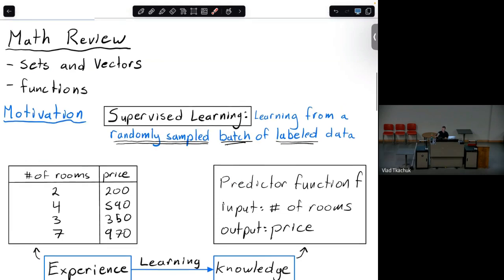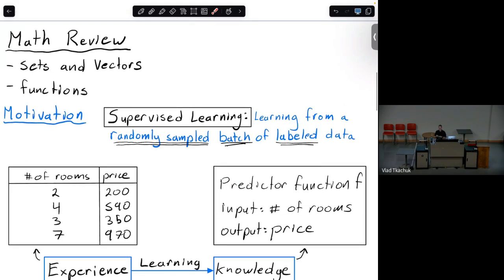Okay, so let's get back to the problem we tried to emphasize that we care about last class, which is the supervised learning problem, right? And this was roughly stated as we want to learn from randomly sampled batches of labeled data, okay? And all of these 3 underlined terms, we're really going to try to formally define in this class, well, 2 of the 3.